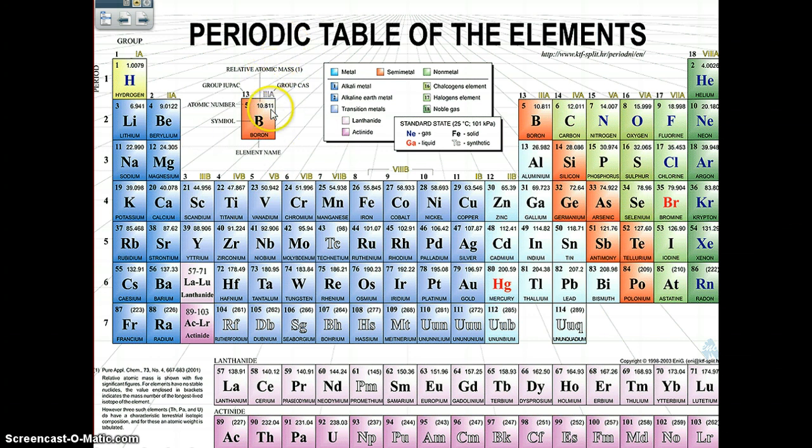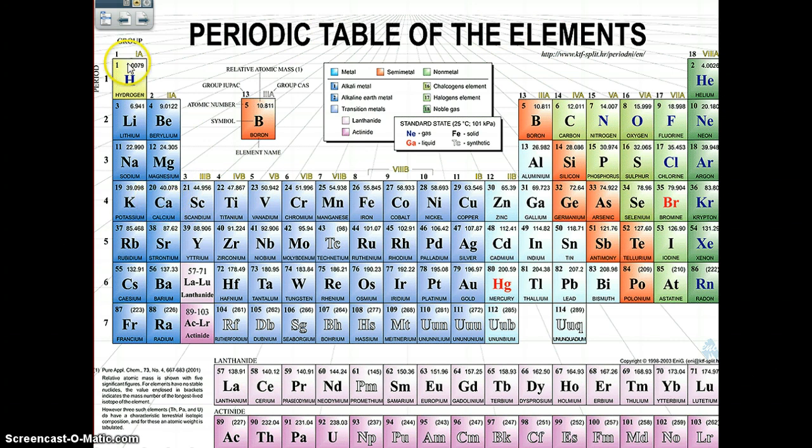So you can see atomic mass. You can see on here the atomic number. So we were talking about chlorine earlier. The atomic number for chlorine was 17. Atomic number of lithium is 3. The atomic number for calcium is 20. The atomic number is the number of protons, which is equal to the number of electrons. So calcium has 20 protons. Calcium also has 20 electrons.